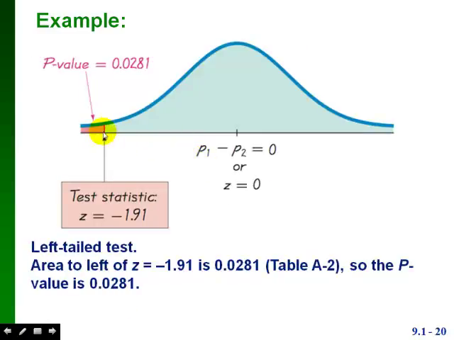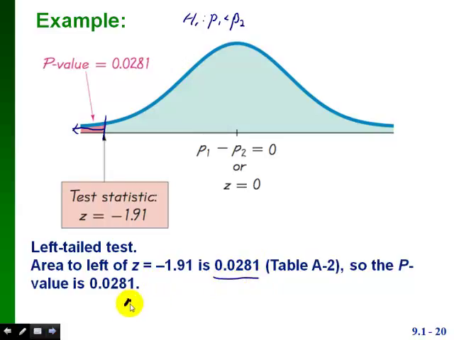Now for using the p-value method, remember that means that we put our test statistic on our distribution picture, and since our alternative hypothesis had a less than, that means we have a left-tailed test. So we're going from here to the left and seeing what that probability is, or what the area is. If you look up negative 1.91 in the table, you're going to get 0.0281.